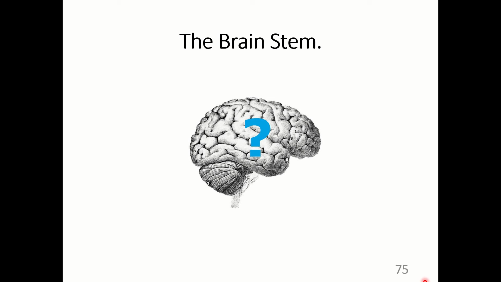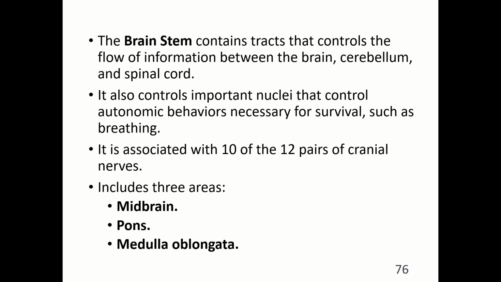See, I told you it would be quick now that we have gone through the cerebrum. So that was the diencephalon. Let's look at the brainstem. The brainstem contains tracts that control the flow of information between the brain, cerebellum, and spinal cord. It also controls important nuclei that control autonomic behaviors necessary for survival, such as breathing.